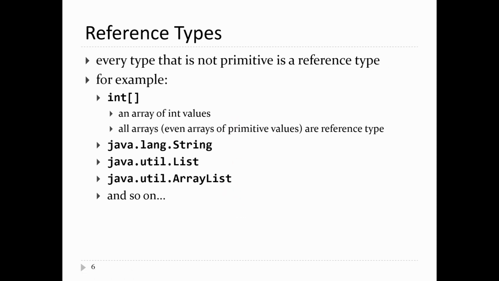Anything that's not primitive is a reference type, and that includes an array, even if the array elements are primitive. Arrays in Java are not primitive types, they're reference types. Every class or interface is also a reference type.